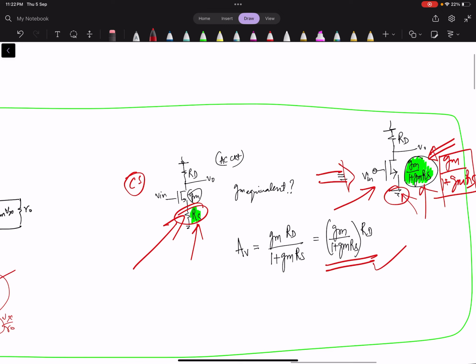So this is the very basics of the small signal model of the common NMOS and common source amplifiers. We will use all these concepts in the next video.